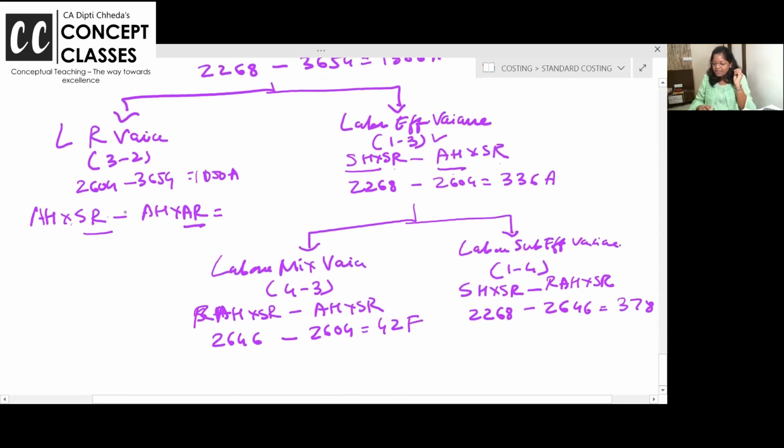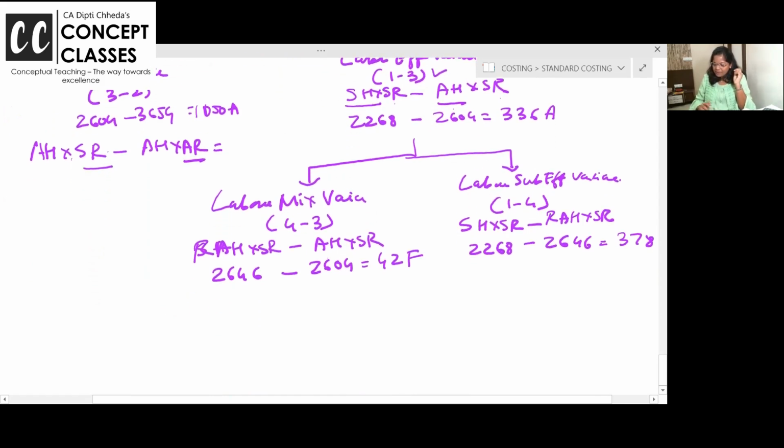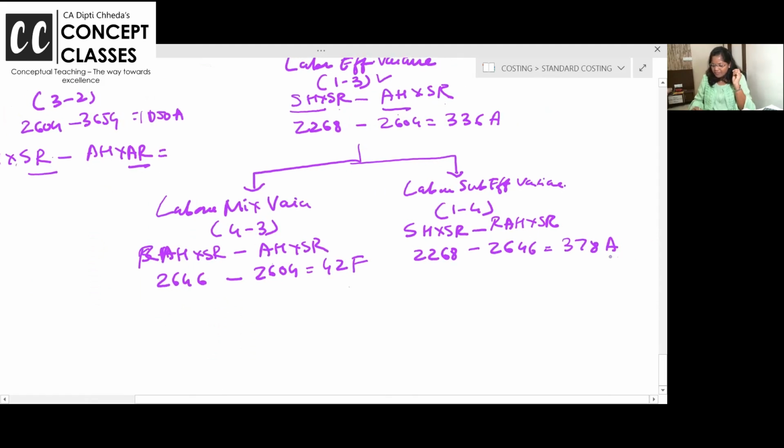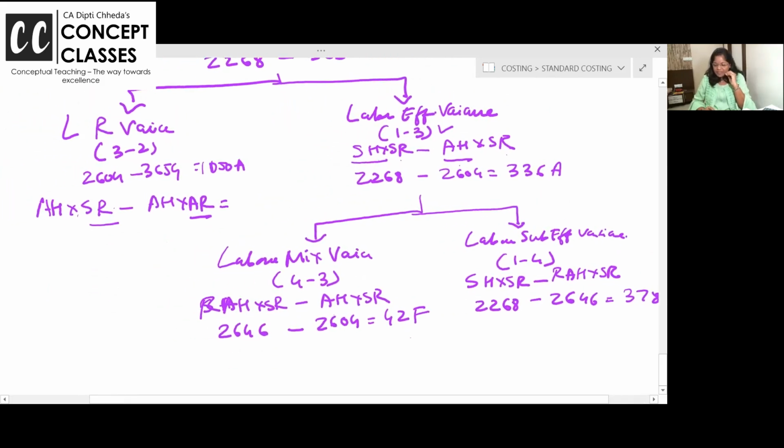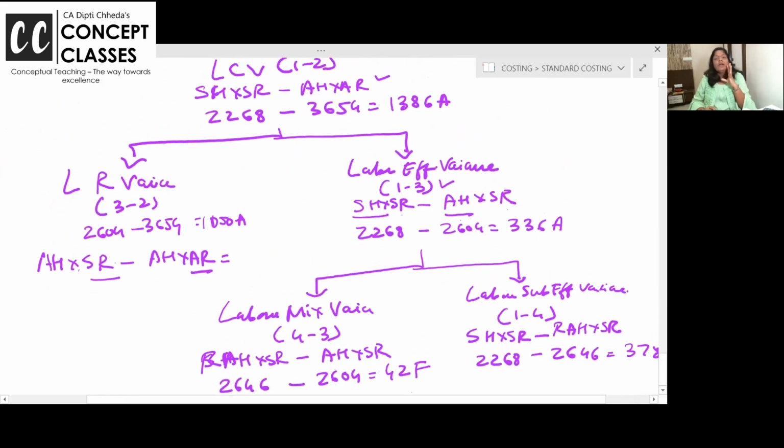Labor cost variance is rate and efficiency. Check the total of these two: 378 adverse and 42 favorable. It is coming 336. Now have you learned the concept of standard costing? There is an 80% chance of getting simple problems of material and labor. I'll teach you overheads also. I'll teach sales and budget also. But these ones come more often.